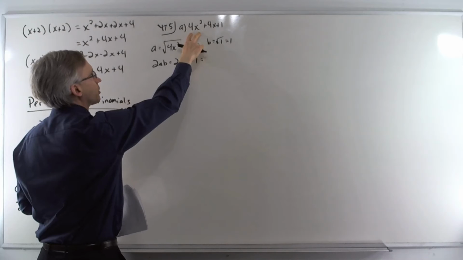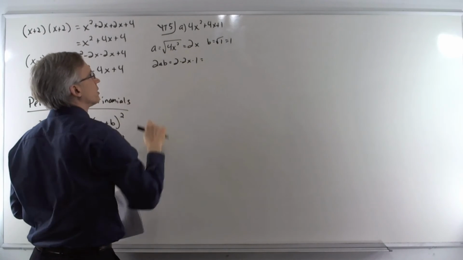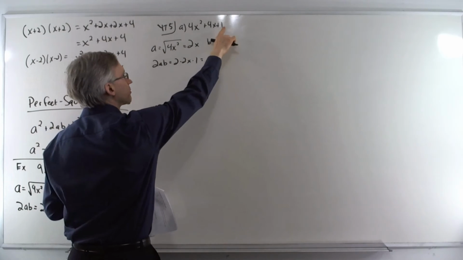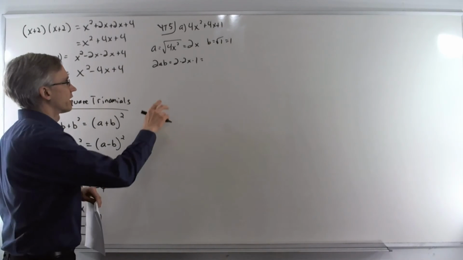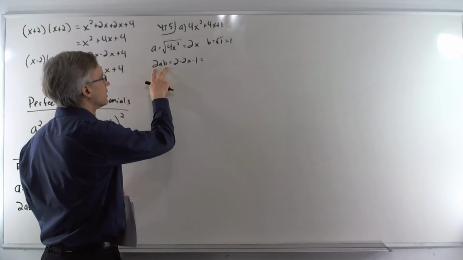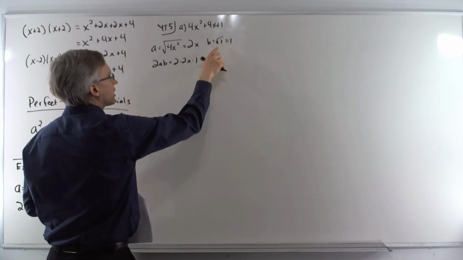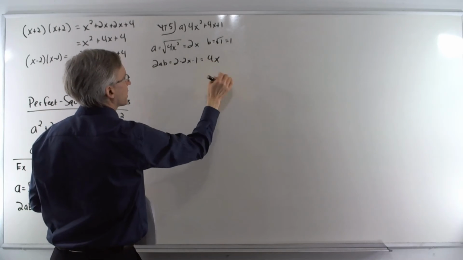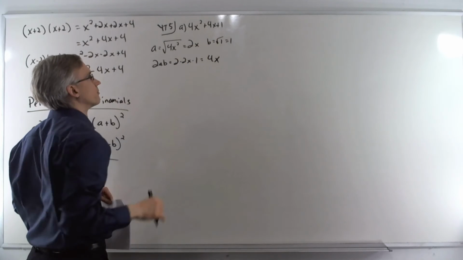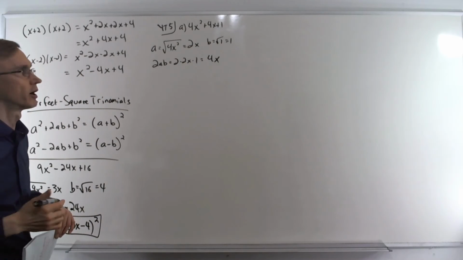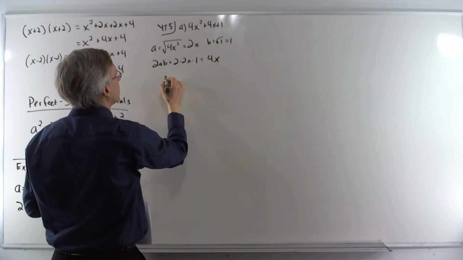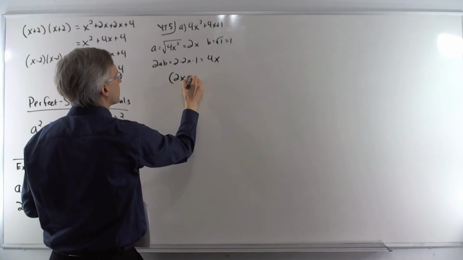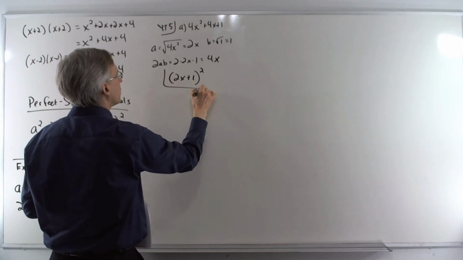All right, we got 4x squared, that's a perfect square. Take the square root and get 2x. 1, that's a perfect square. Take the square root and get 1. All right, now we found a and b, so let's find the value of 2 times a times b. So that's 2 times 2x times 1, and that is 4x. And that matches the middle term. So we have a perfect square trinomial. We have a positive version, since the middle term is positive. So that's going to be (2x plus 1) squared.